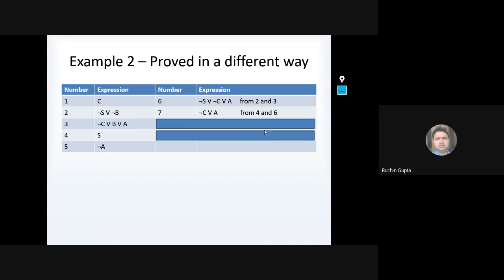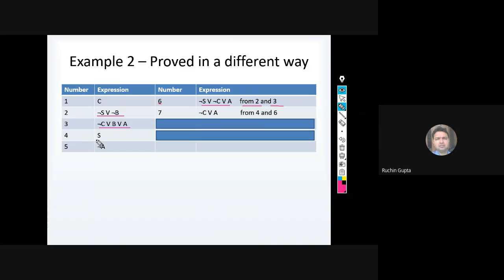Similarly, I get from 4 and 6 this negation of C or A. What is this 4? 4 is S and this is what? 6. So S and negation S will cancel out and I will get negation of C or A. Now I can apply the resolution rule between this 1 and 7. So you will see that C and negation of C will cancel out.